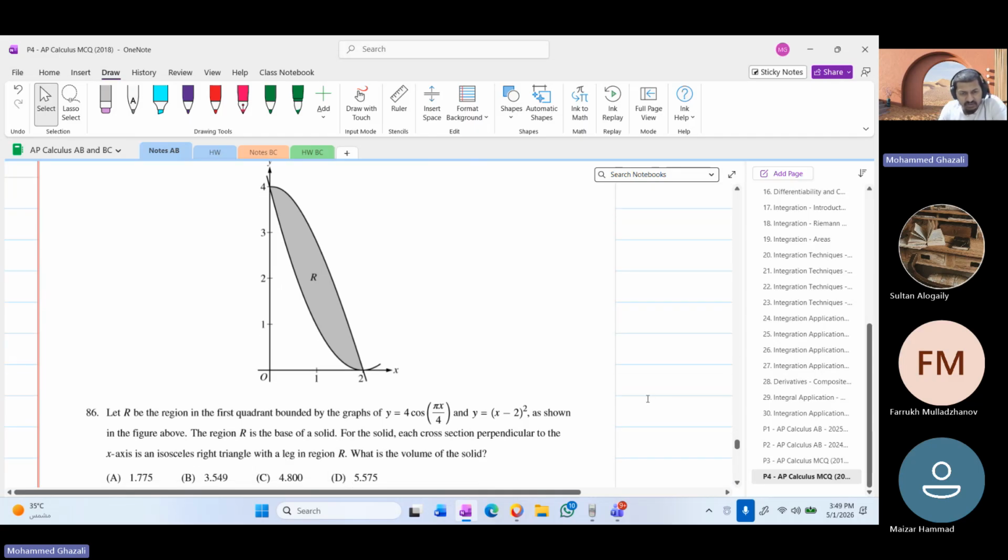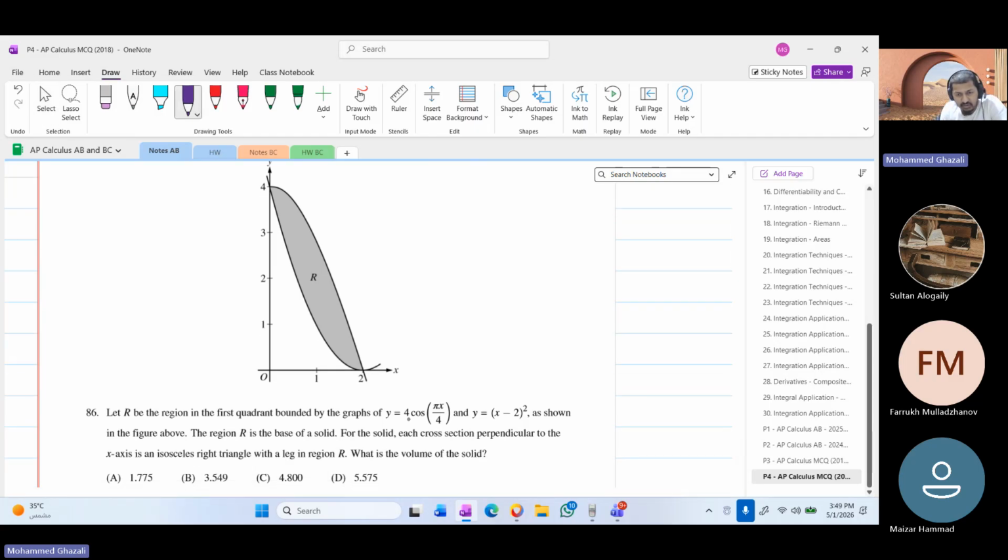Let R be the region in the first quadrant bounded by the graphs of y equals cos 4x. So where's the cos 4x graph? I think the cos 4x will be the top graph. The x squared is a parabola graph, and that's not here. Look here, and y equals x minus 2 all squared. That's this graph here, the bottom graph. So this is yb, and the top graph is yt, which is the cos graph.